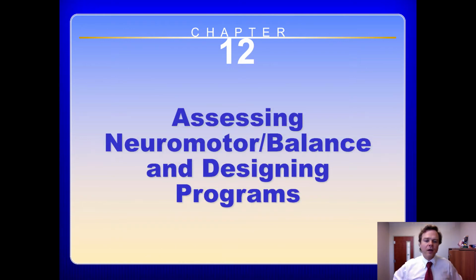Okay, Chapter 12, Assessing Neuromotor Balance and Designing Programs. Some of the texts, the ACSM, use the term neuromotor. This text uses balance.